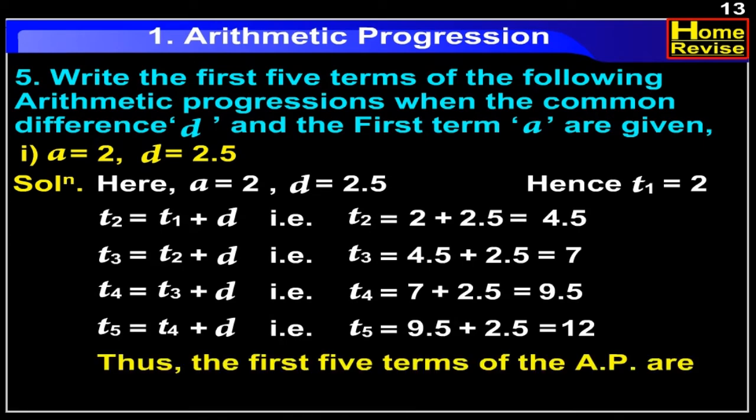Thus, the first 5 terms of an arithmetic progression are 2, 4.5, 7, 9.5, and 12.